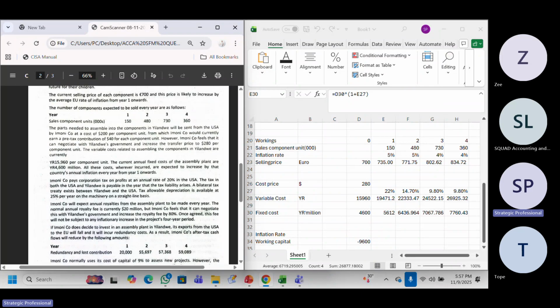All right, so they now said Imonico pays an annual tax rate of 20. The tax in both the USA and the other country is payable in the year that the tax liability arises. A bilateral tax treaty exists between them. Tax allowable depreciation is 25 per year on the machinery.